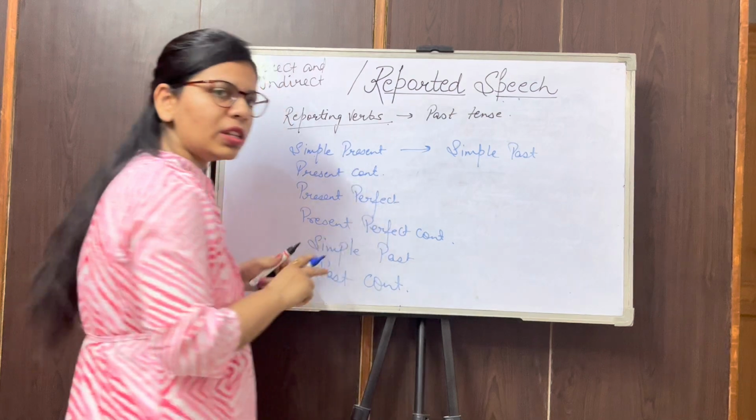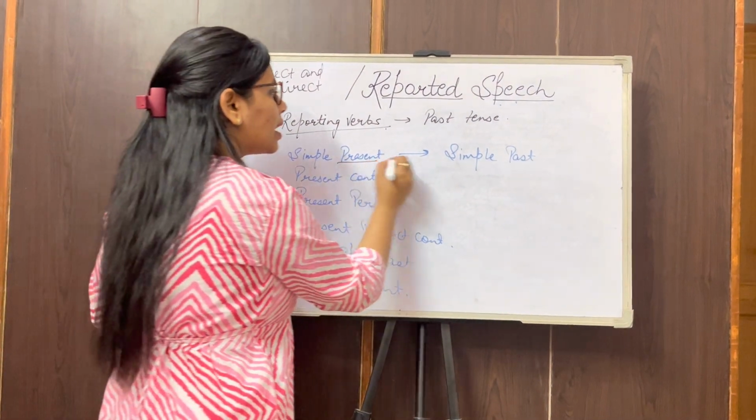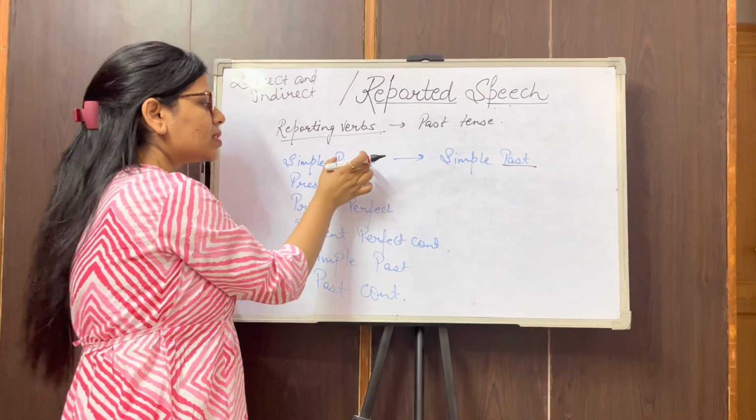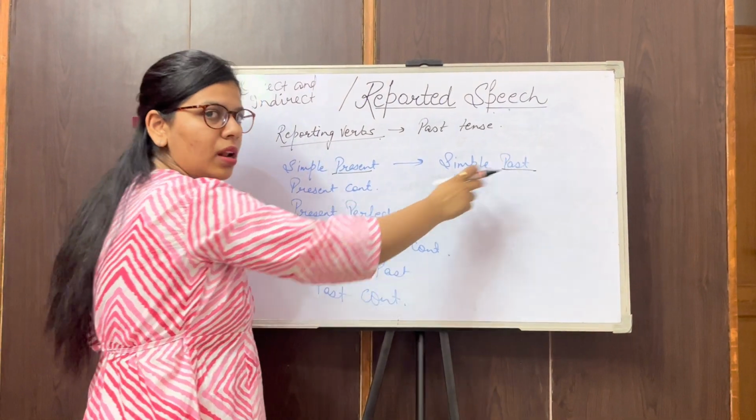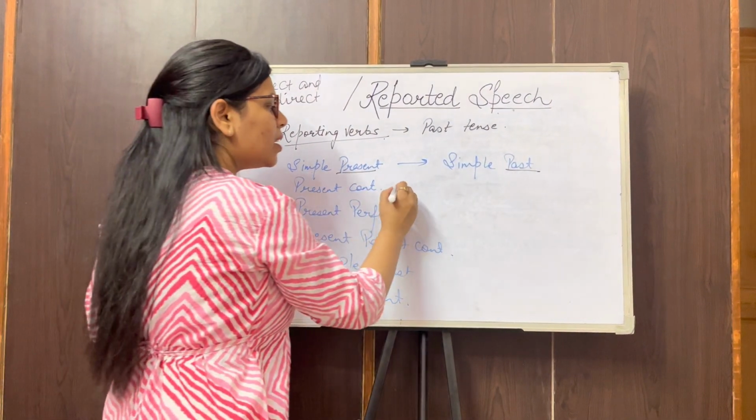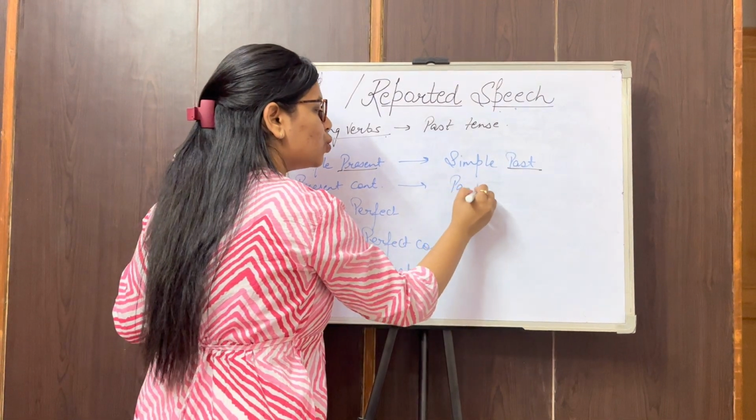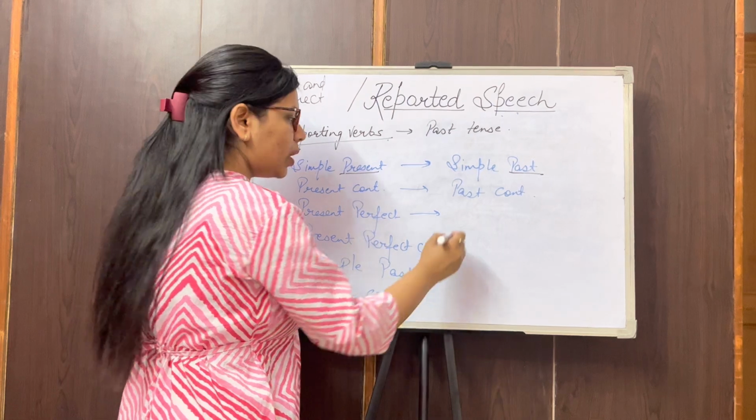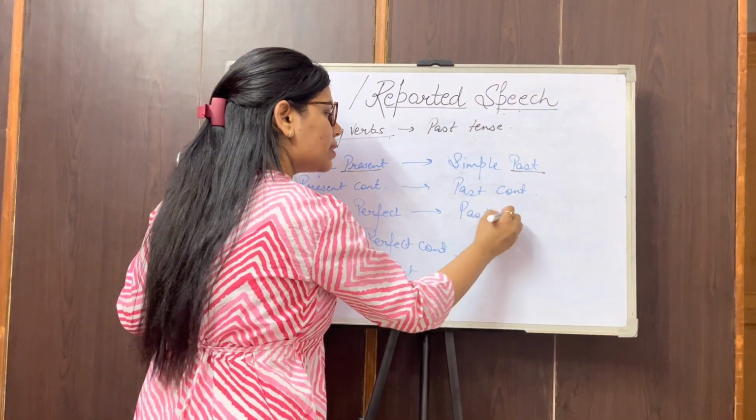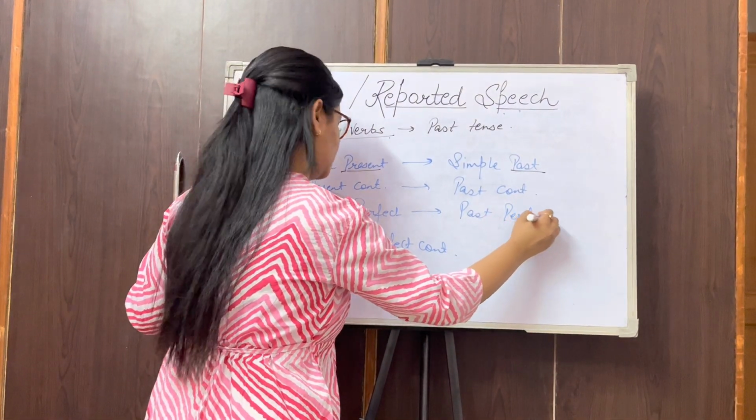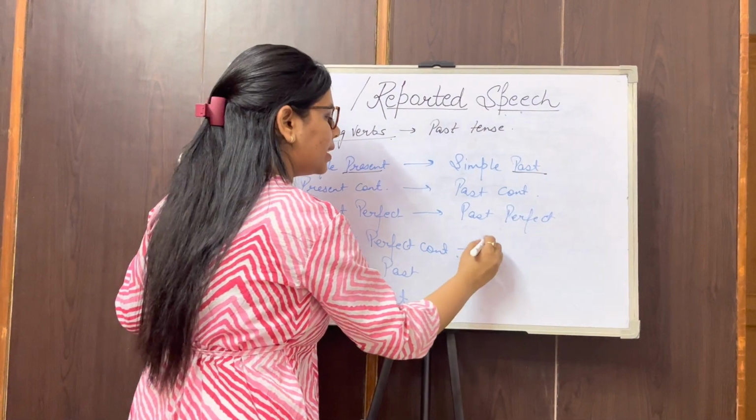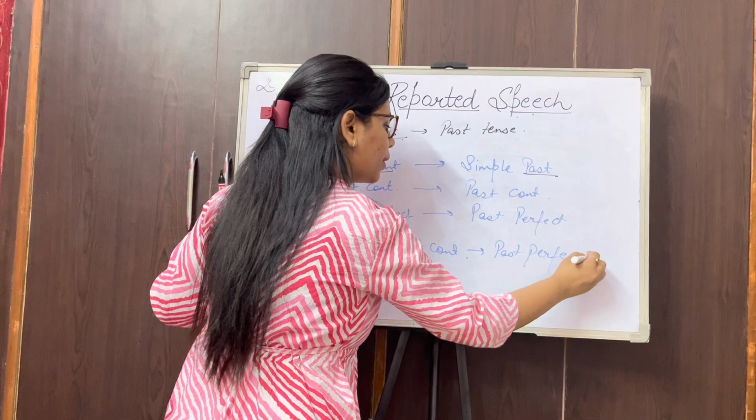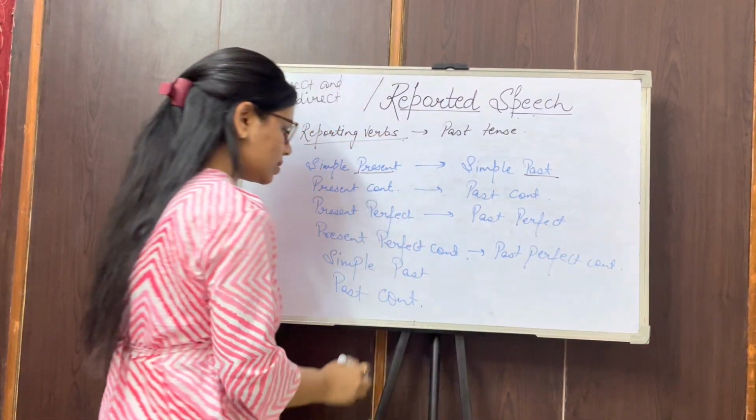Basically present tense will change to past tense. But if it is simple, it will remain simple only. It's just that simple present will change to simple past. Similarly, present continuous will change to past continuous. Present perfect will change to past perfect. And present perfect continuous will change to past perfect continuous.